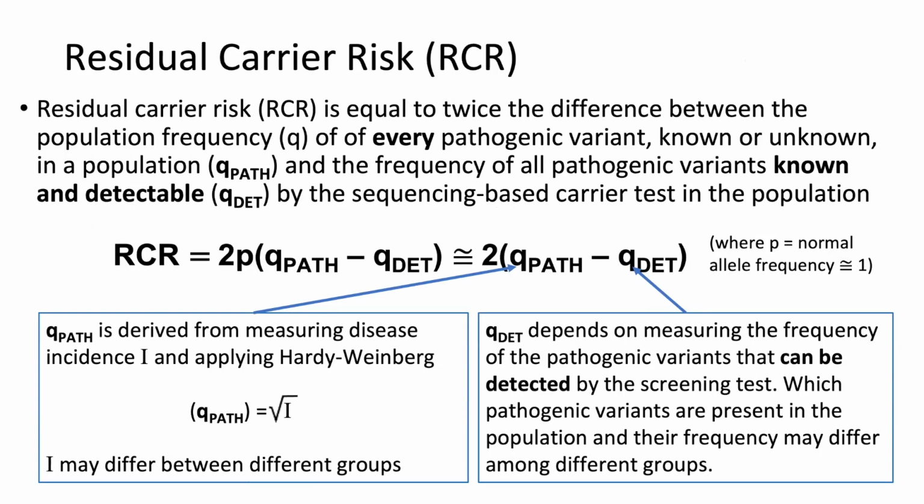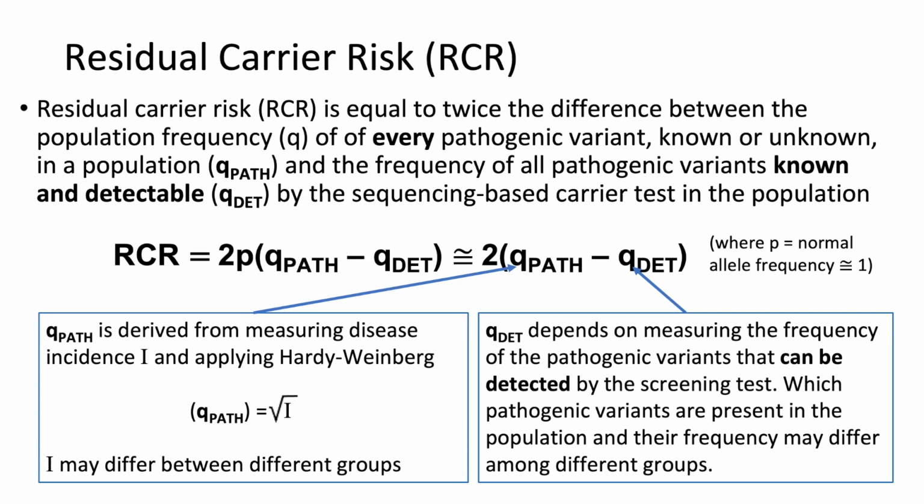How do you actually calculate it? It's equal to twice the difference between the population frequency, which we call Q, of every pathogenic variant, known or unknown, all of them, in a population, which I'm calling QPath, and the frequency of all pathogenic variants that are known and can be detected by the sequencing-based carrier test in the population. So that difference, QPath minus Q detectable, and of course it's twice that, because with the Hardy-Weinberg law, and if you let P be approximately 1, that's really where it comes down to. The residual carrier risk is calculated as being twice the difference between QPath and Q detectable.